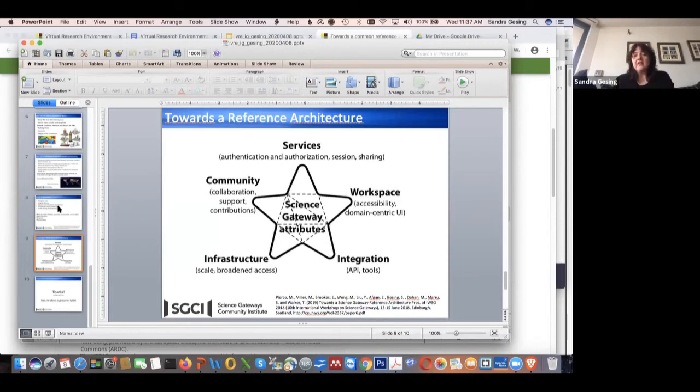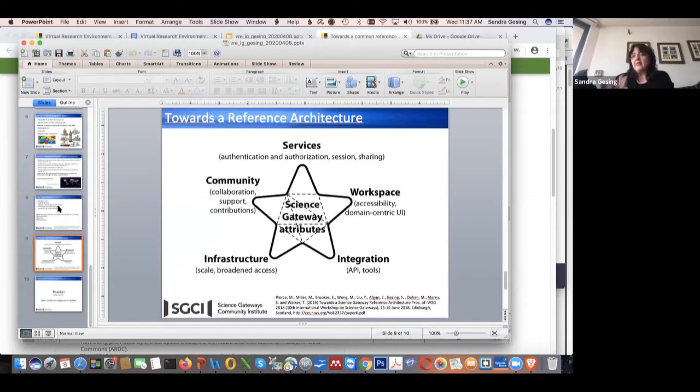The integration is another attribute that is important. Yeah, the standard API with tools and the communities, the different users, they would like to have a workspace. So that is a normal way how human beings work with their research. So you want something where the data that is interesting for the user is accessible, that it's a domain-centric user interface. So that is really tailored to the community or to the user who's using it.